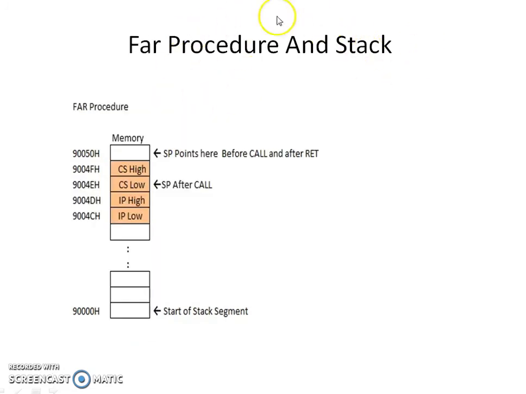And next, coming to the far procedure. Whenever a far procedure is called, that means the procedure is outside the current code segment, so you are jumping to another code segment. That's why you have to push CS high and CS low also onto the stack, along with IP high and IP low. After the call, SP points here, and before the call it pointed there, and after the return instruction it again comes to the top of the stack like this. This is about the far procedure and near procedure.